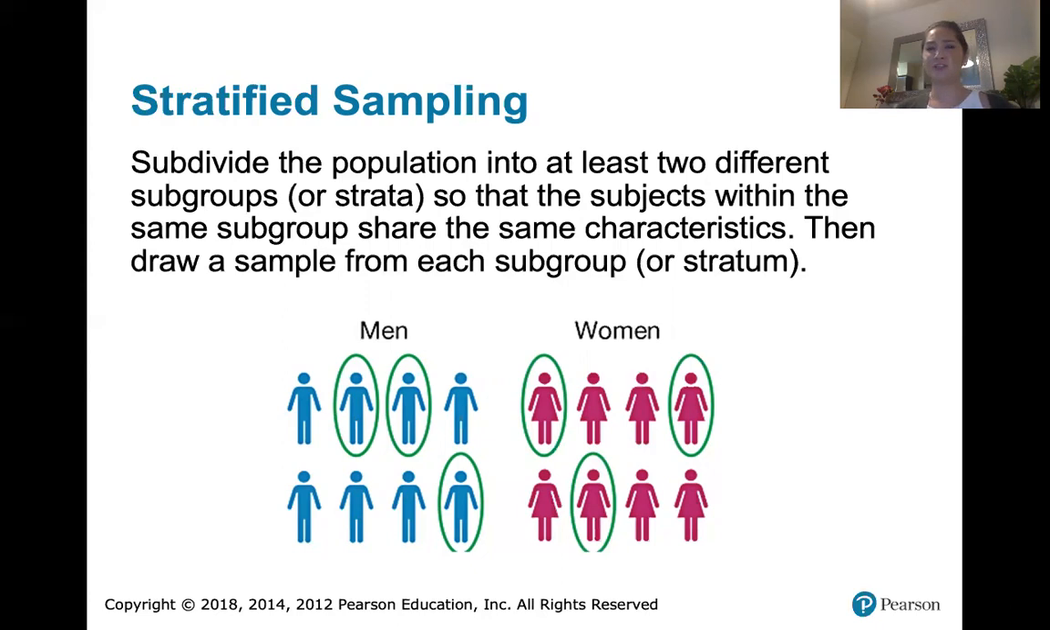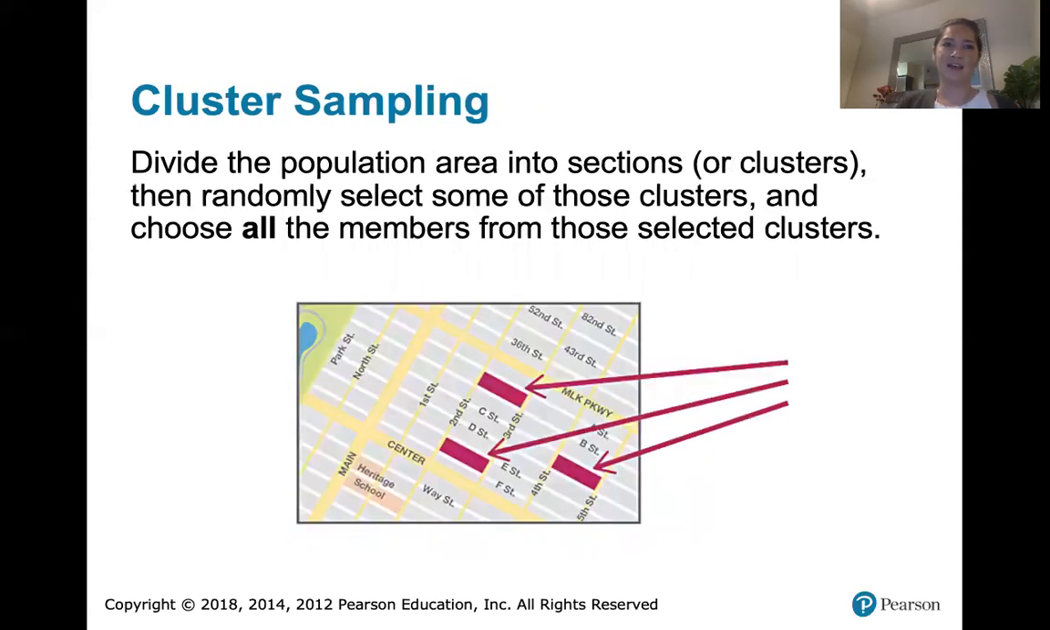So you're splitting people into groups and you're picking or choosing randomly from within each subgroup. Now, cluster sampling is very similar, but it's different. Make sure you understand the difference between stratified sampling and cluster sampling. In cluster sampling, we're separating the entire population into sections as well. But then instead of sampling within each section, you're going to choose some of the sections.